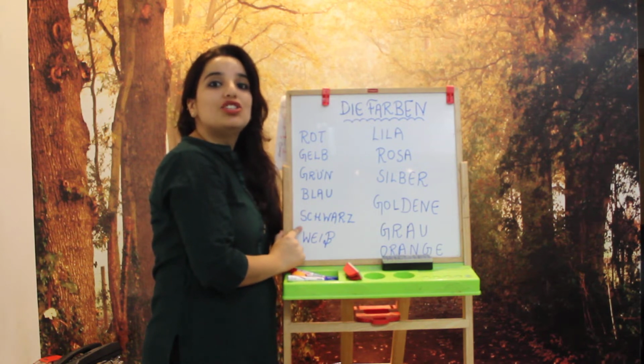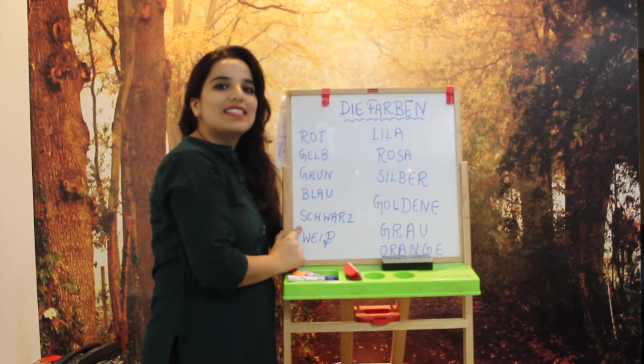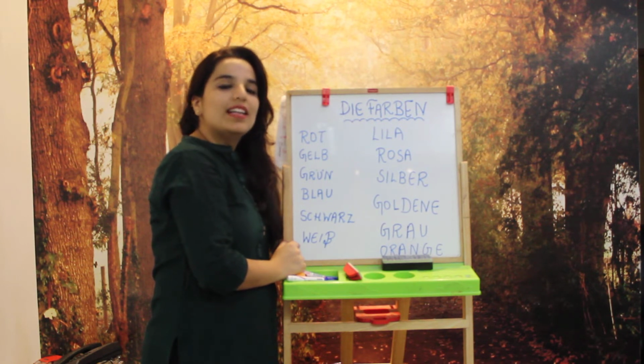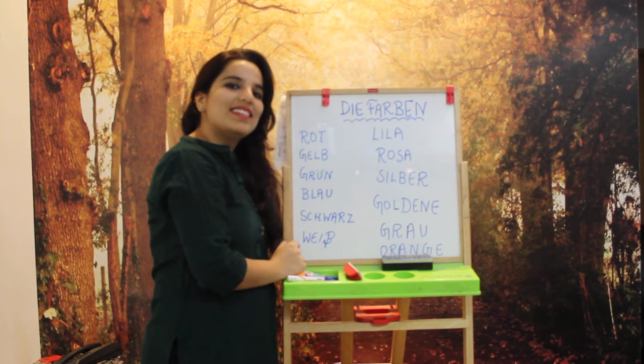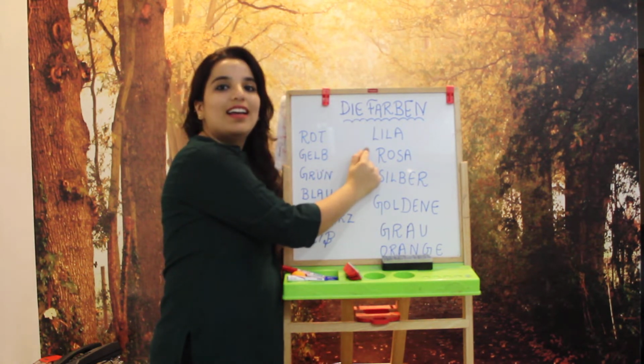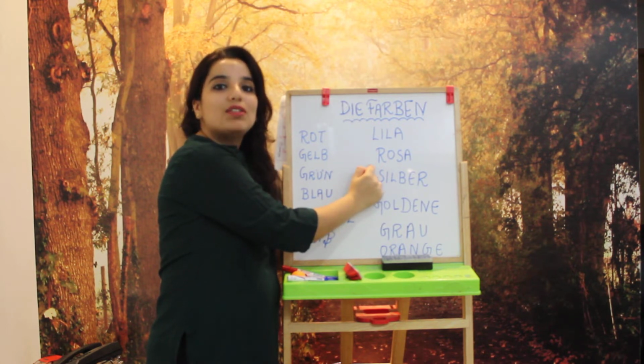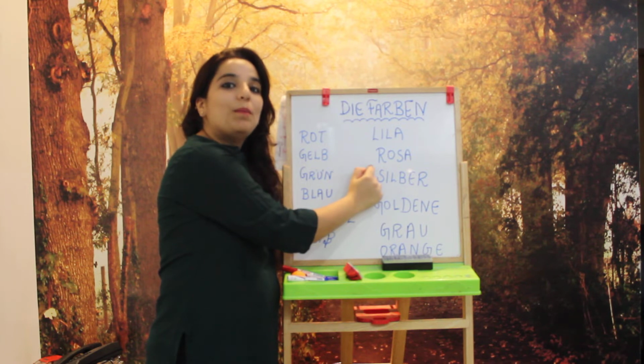Schwarz. Schwarz is black. Weiß. Weiß is white. Lila. Lila is violet. Rosa. Rosa is pink.